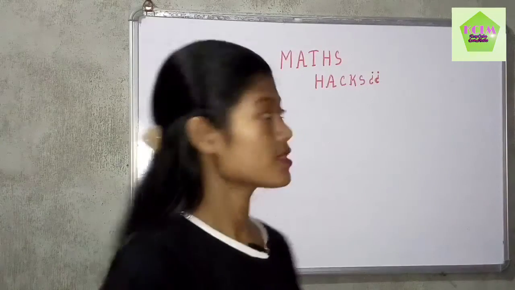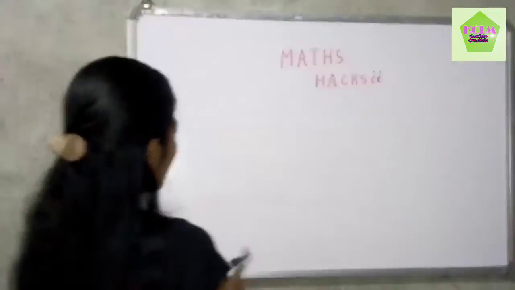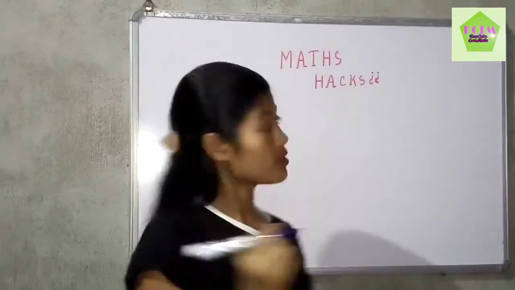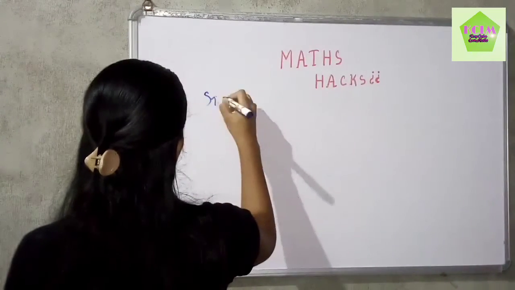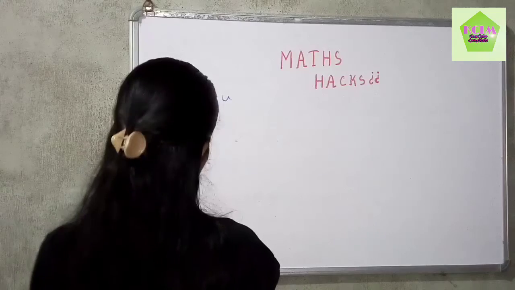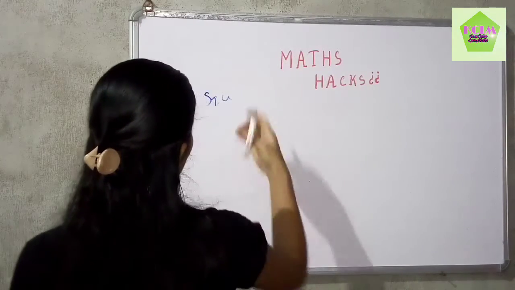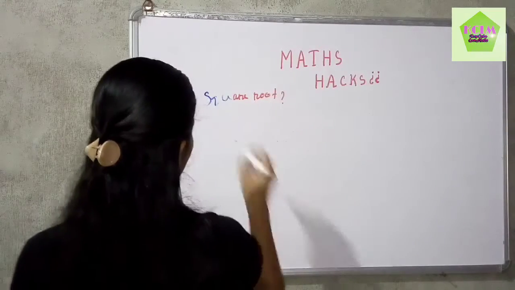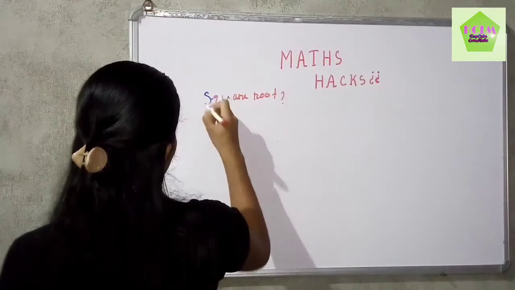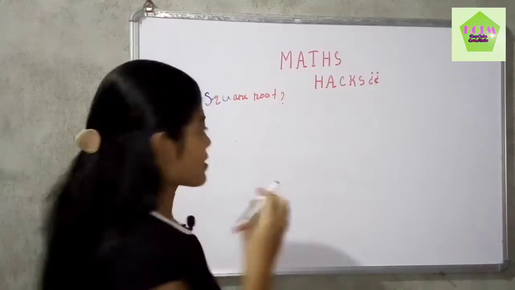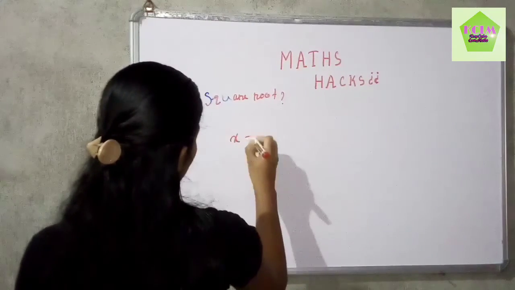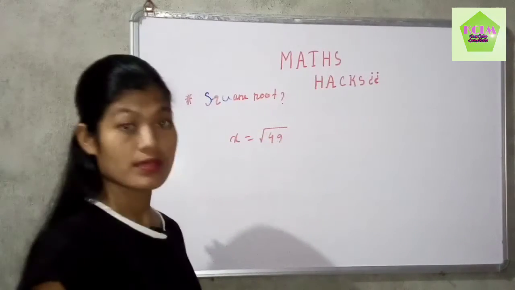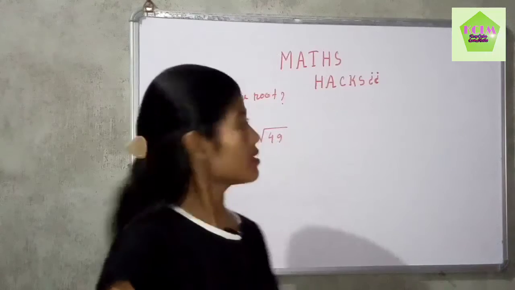So let's start. First of all, you all know about under root, right? Square root. You all know what is a square root. How to find the square root of a number. You all know, right? If I say x is equal to root over 49, then what will be the value of x?